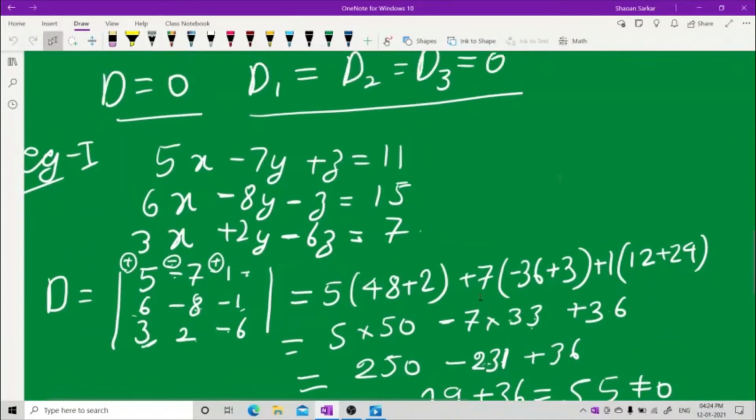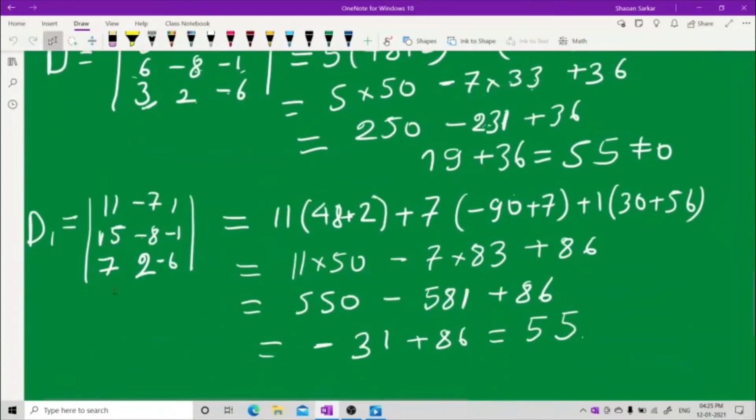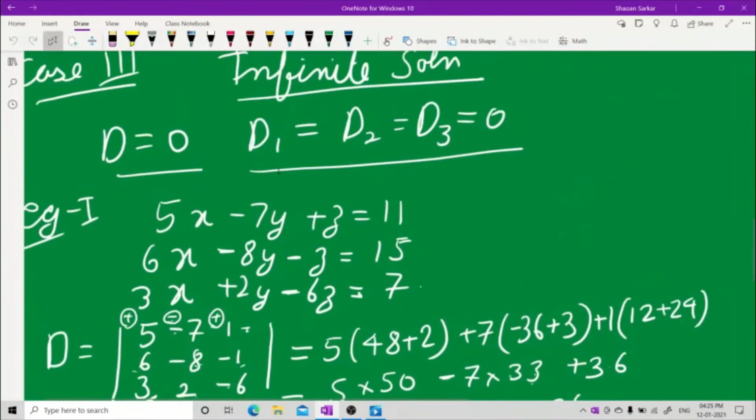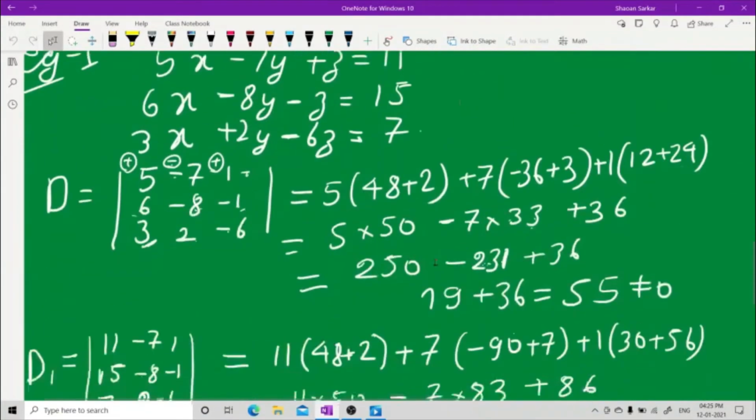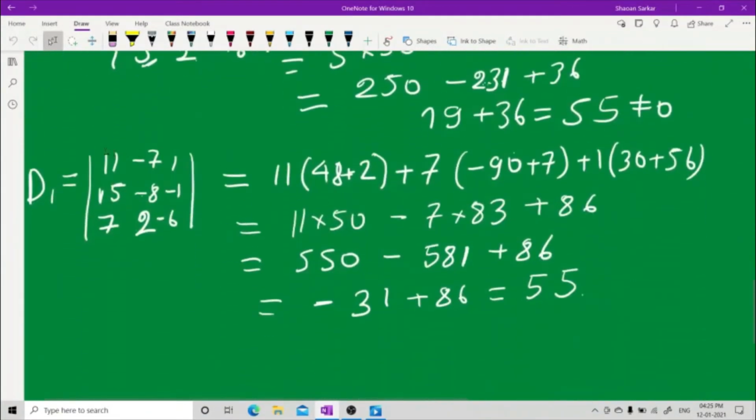Now for the next, D1, what I do is I replace this column with this column. That is, the coefficients of x are removed. So wait a minute. Here it is, 11, 15, 7. The rest remains the same. Expand the way it has been expanded.